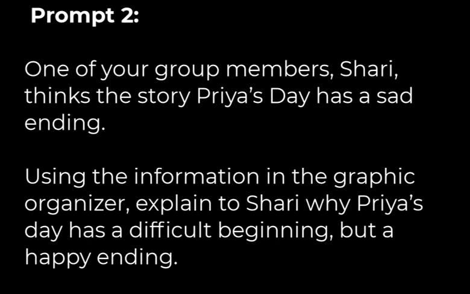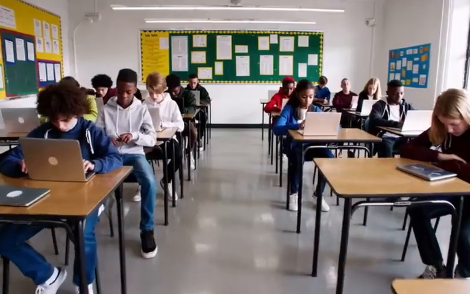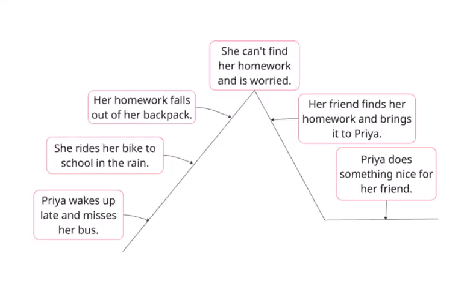Prompt 2. One of your group members, Shari, thinks the story Priya's Day has a sad ending. Using the information in the graphic organizer, explain to Shari why Priya's Day has a difficult beginning but a happy ending. Make sure you write a paragraph of at least 3 sentences. You open your test. There's a chart, a few boxes, and the question, write a paragraph. You know the facts, but how do you turn them into sentences?